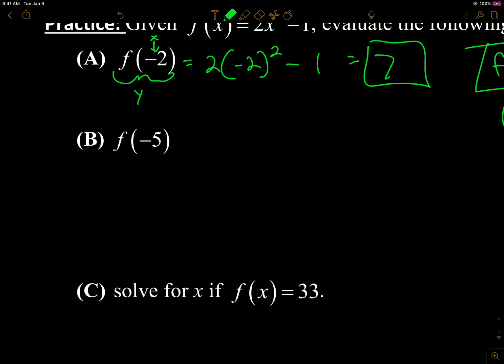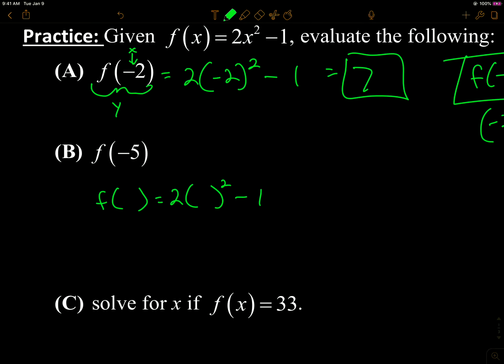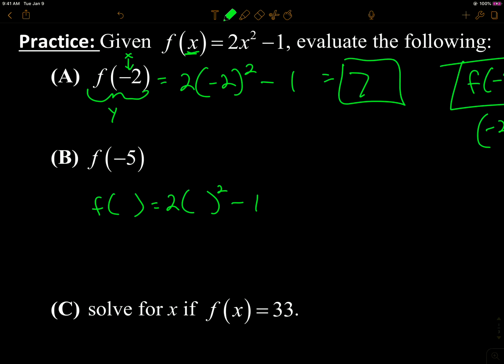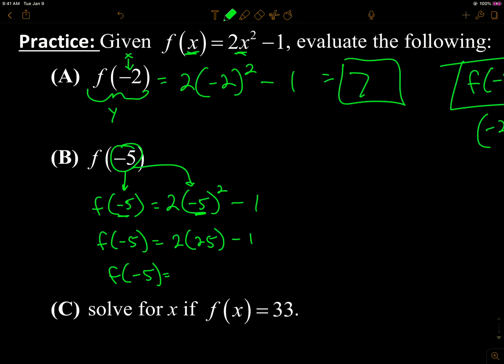So let's look at f of negative 5. If I recopy f of x and I take out the placeholder x and just leave it blank, right? Instead of having x as my placeholder, I'll just put a blank set of parentheses as my placeholder. And what do they want us to put in place of x? They want us to put in a negative 5, that's our input into our function. So then f of negative 5 will equal 2 times 25 minus 1, 50 minus 1. So f of negative 5 equals 49.